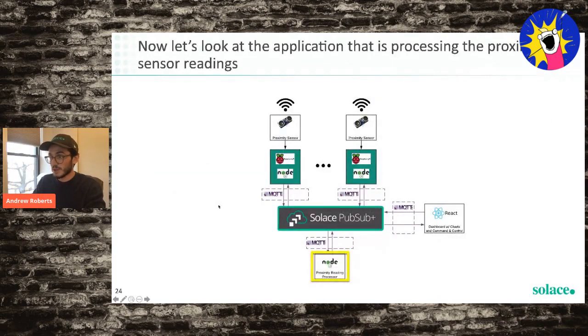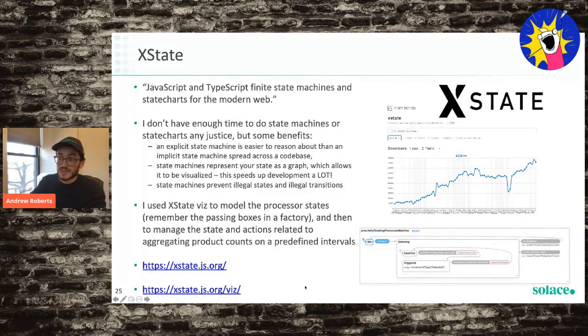So next up, let's look at the processor application. And for this, I used XState. XState is a JavaScript library for state machines and state charts. And as you can see by the NPM trends chart, it went from, I think, 50K to 500K. This library is absolutely blowing up in the community. It's super popular, both in front end, and now it's starting to creep into full stack a little bit.